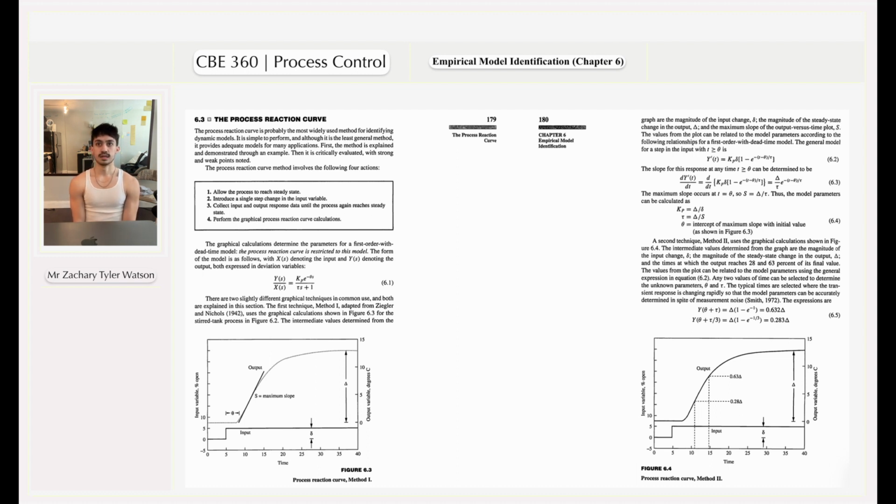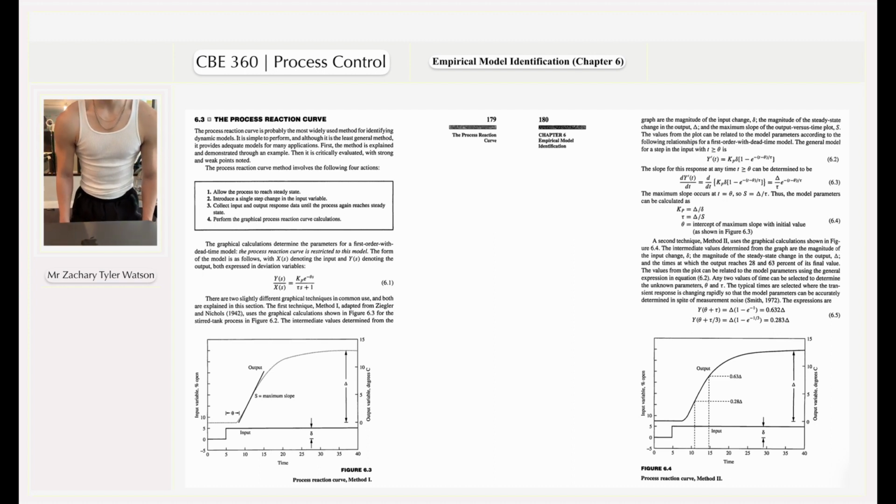The typical times are selected where the transient response is changing rapidly so that the model parameters can be accurately determined in spite of measurement noise. The expressions are given by equation 6.5. Y of theta plus tau equals delta times 1 minus e to the power negative 1. Next we have y of theta plus tau over 3 equals delta times 1 minus e to the power negative 1 over 3.